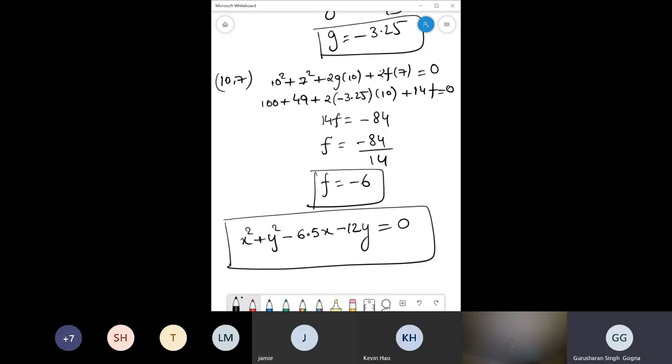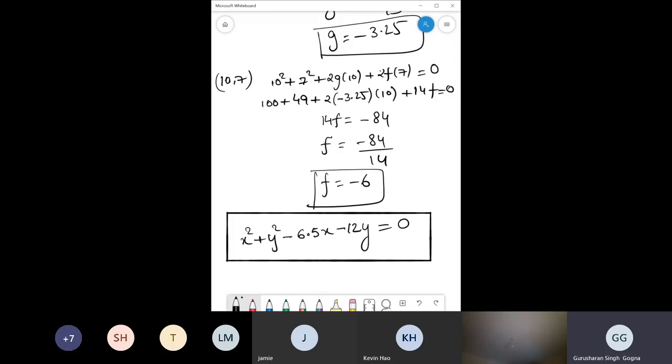So this is another way of finding the equation of the circle. If you know 3 points, again, you have 3 variables, G, F, C. So you need 3 equations, and that's why they give you 3 points. But generally they give you simple points like this so that you can quickly get it. Otherwise, it can be a problem.